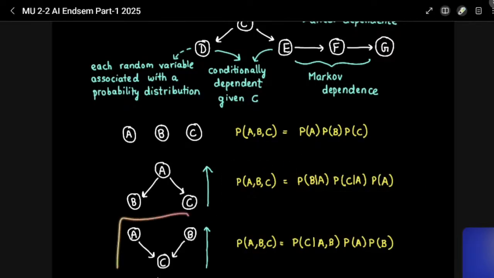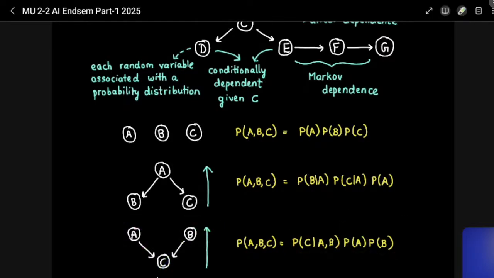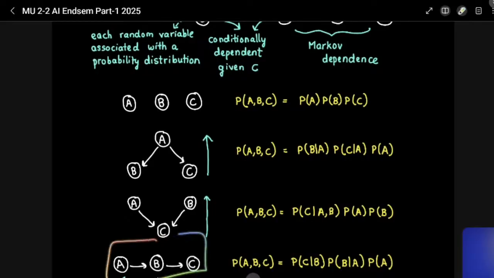Now let's say you're given a graph like this. Again you start writing from the bottom. You start from C. C is dependent on A and B, so you write probability of C given A comma B. So both are given. And now after writing C, write A, probability of A. There is no dependence, so you just write probability of A. Then write probability of B. You're done.